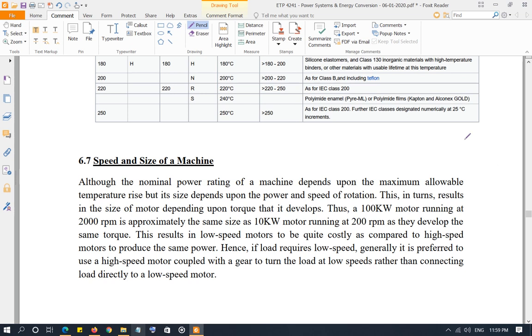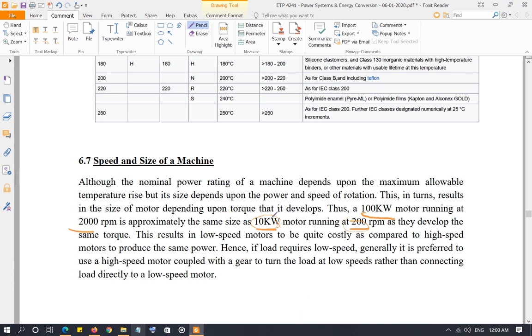And the speed and size of a machine are based upon how fast the motor is rotating and how much power it can supply, so in general, how much torque the motor can supply. As an example, I'm showing you two motors, 100 kilowatt running at 2000 RPM and 10 kilowatt running at 200 RPM. They are developing the same amount of torque, so they will have the same size. That means the motor that is providing low power and running at low speed is not very efficient as far as size is concerned, because for the same size of motor you can get higher power running at high speed.